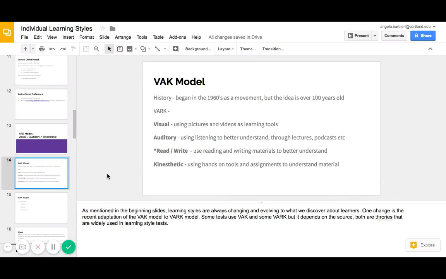The fourth one that was added on later is read and write. This uses reading and writing materials to better understand information. So what this means is, are students better at physical texts? Are they better with representations and flowcharts and Venn diagrams, things of that nature?